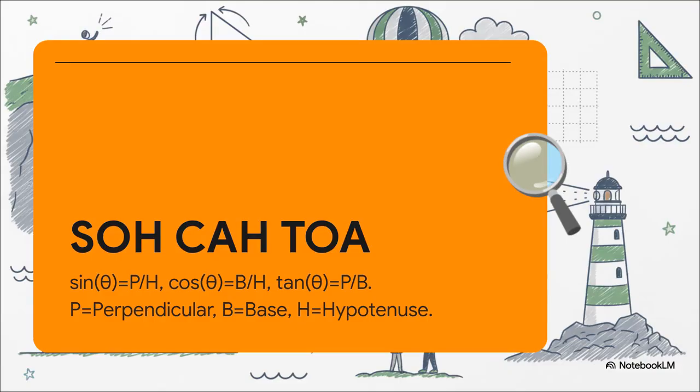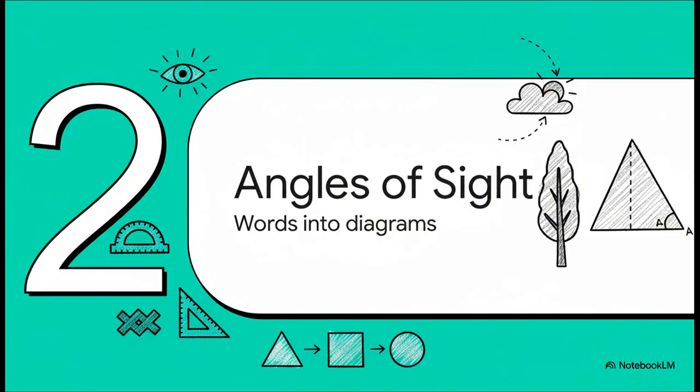Just remember the classic mnemonic, SOHCAHTOA, and keep two simple rules in your head. The side opposite your angle, that's the perpendicular. And the side opposite the right angle, that's always the hypotenuse. Easy. All right, so we got our tools. Now let's figure out how to actually use them.